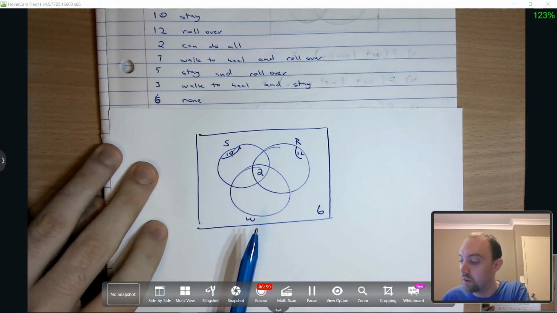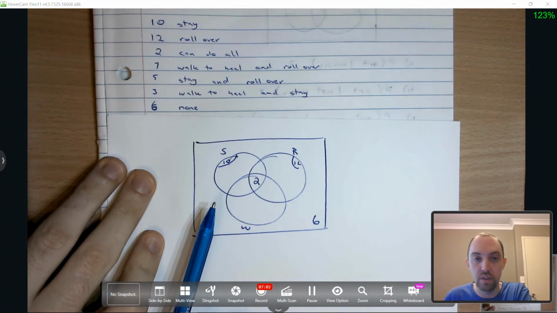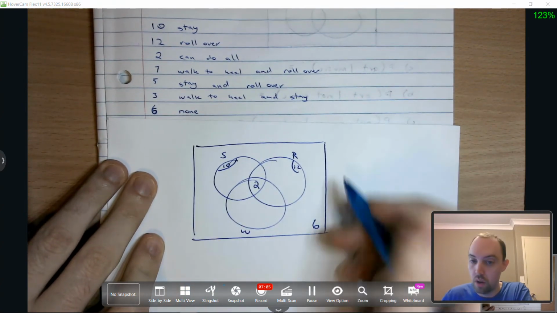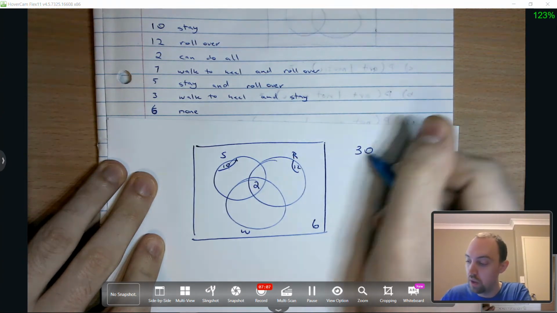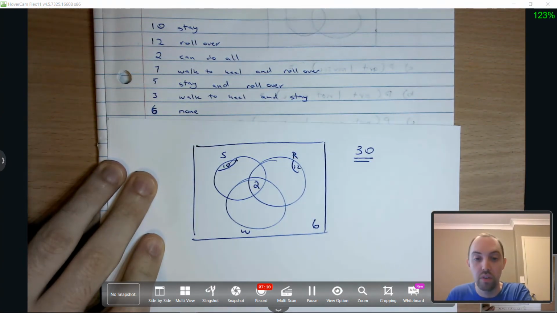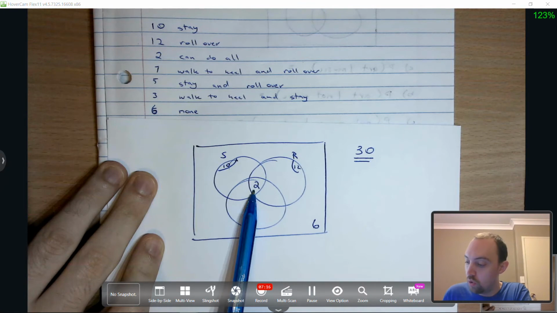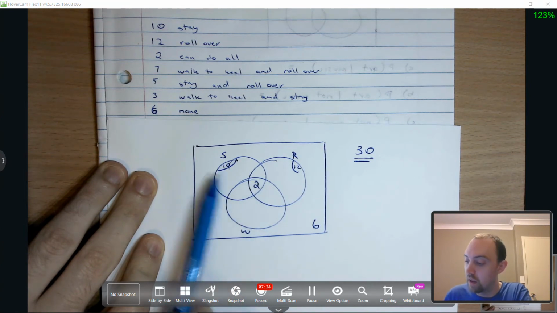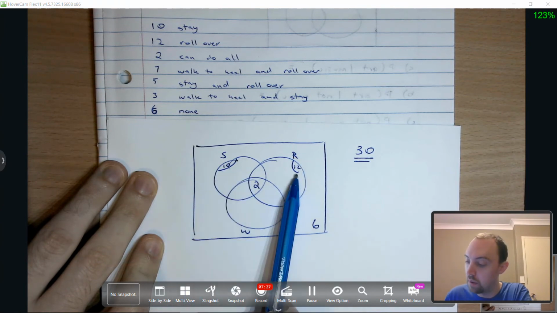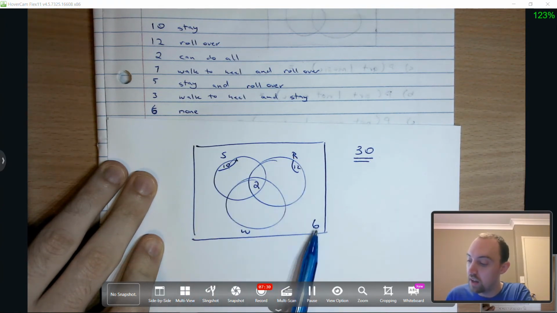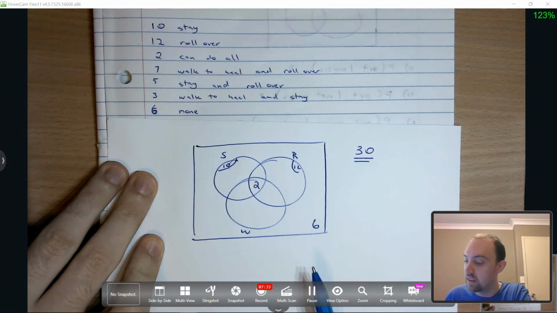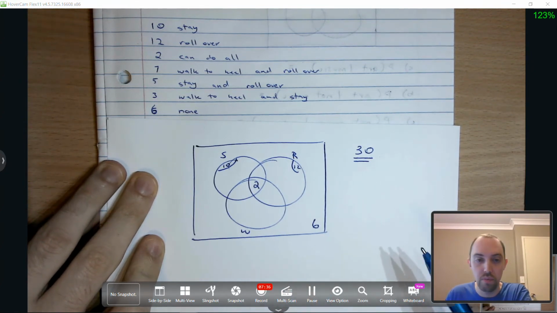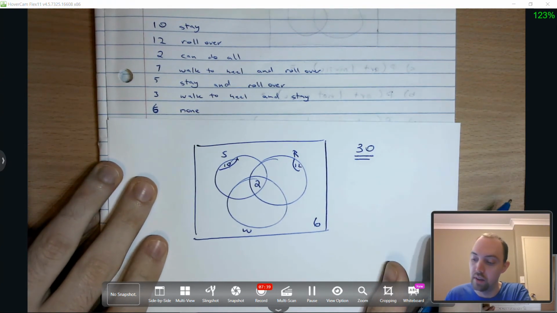And what I'll do is I'll fill out a couple of these parts and then I'll let you try and finish the rest. So we've got 30 in total. That's a number that we want to remember. It's not on the screen at the moment, so I thought I'd write it in again. We know that 2 can stay and roll and walk to heel, so that is the intersection of all 3. Okay. 10 can stay, I've got this little bubble here, 12 can roll over, and 6 can do none. You want to try and place the easiest information on the page first, and then you can use that to help you answer the other parts.